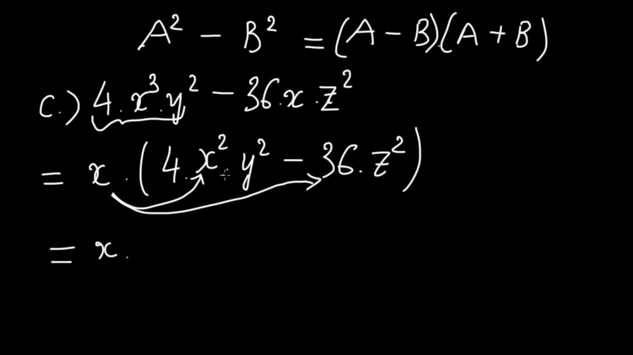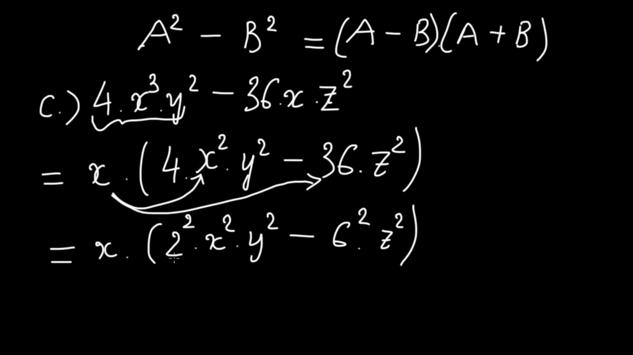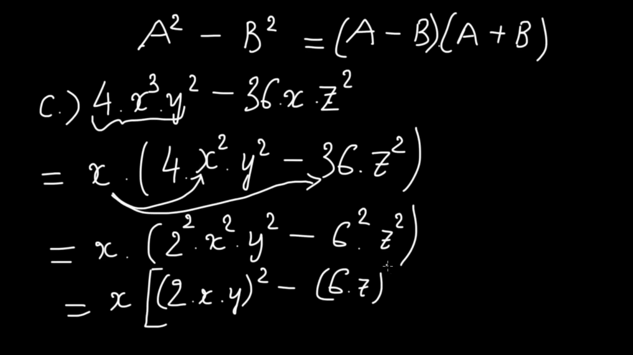And then you can see 4 is equal to 2 squared. You can rewrite it as 2 squared times x squared times y squared. And 36 equals 6 squared times z squared, right? Now you can see that 2 squared times x squared times y squared equals 2 times x times y, all of it squared, right? And then 6 squared times z squared equals 6 times z, all of it squared, right? Now you see the whole thing, 2xy, is a, right? And 6z is b.